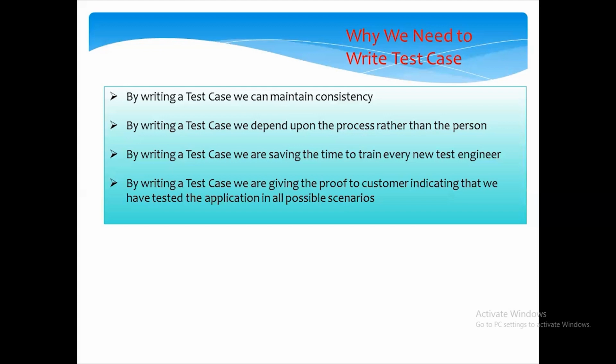Whatever testing we perform on the developed application, we are clearly documenting those testing types in the test cases, and we are giving that proof to the customer, indicating that we have tested the application in all possible scenarios and it is ready to move to live. This is the kind of information we are going to give. So by writing test cases, we can cover consistency, we can depend upon the process rather than the person, and we are saving time, and we are giving the evidence to the end user. So that's why we need to write the test case.